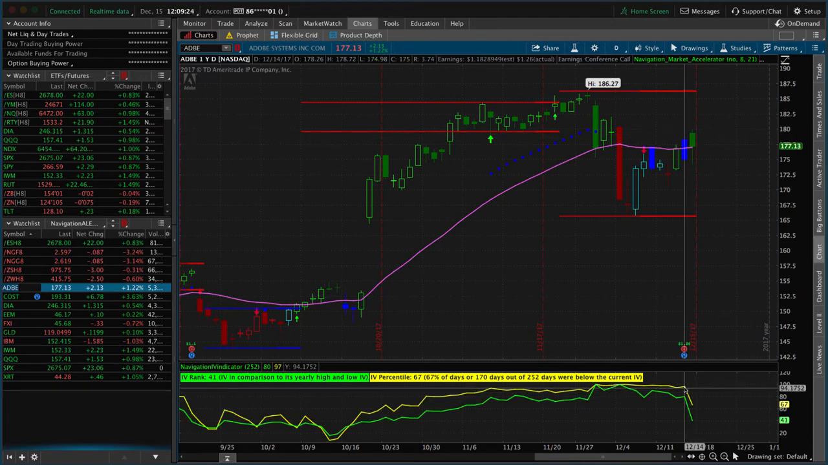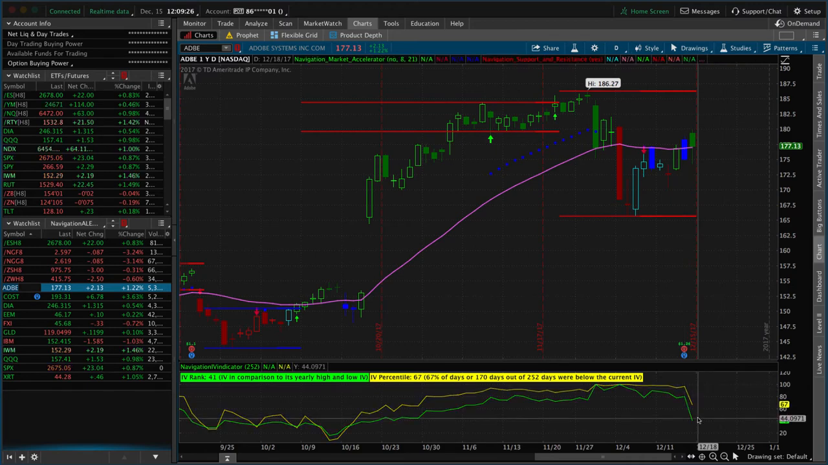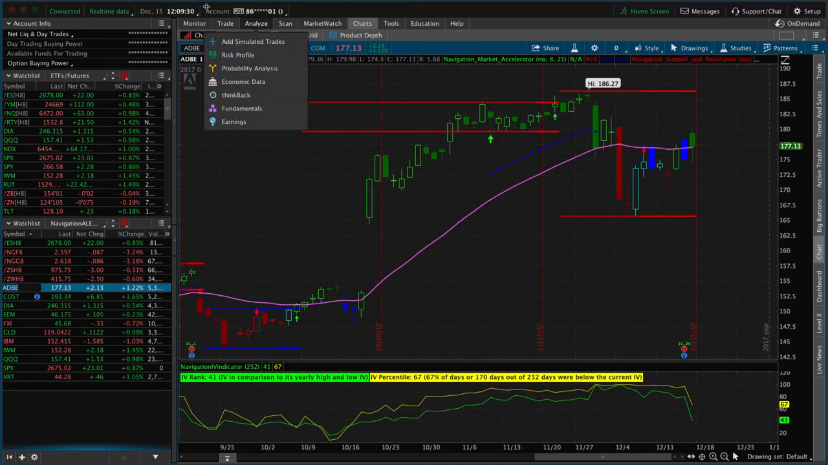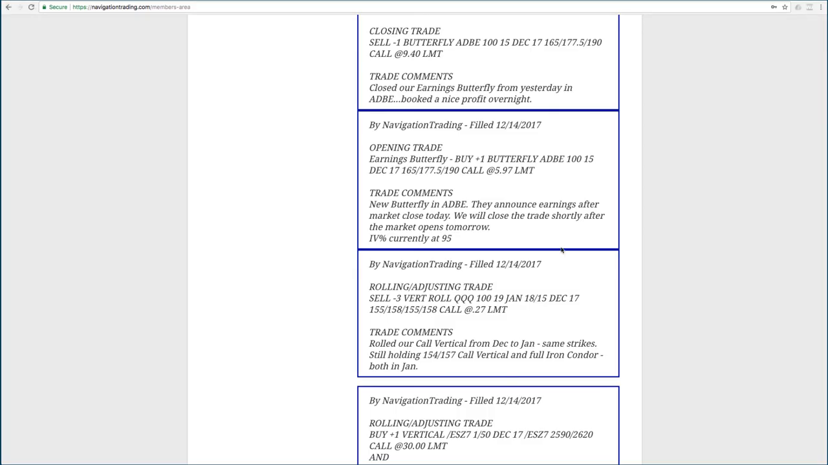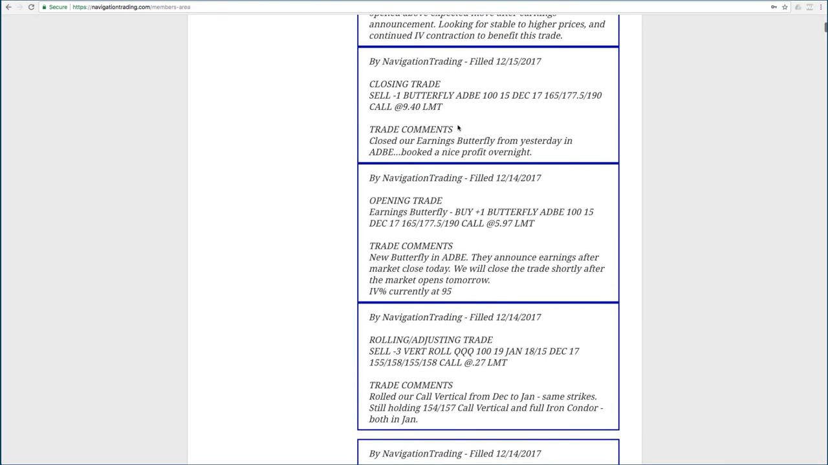And of course, we got a little bit of a volatility crush right after the earnings announcement. And we were able to book a quick profit in Adobe the very next morning. So we put this on Thursday, took it off this morning on Friday, and booked a nice profit.